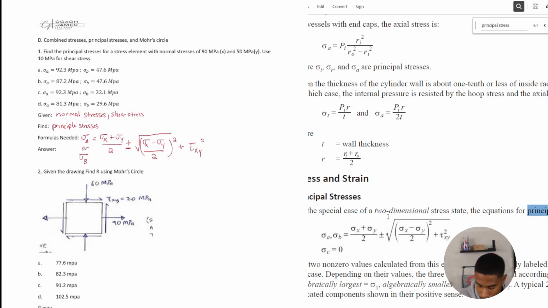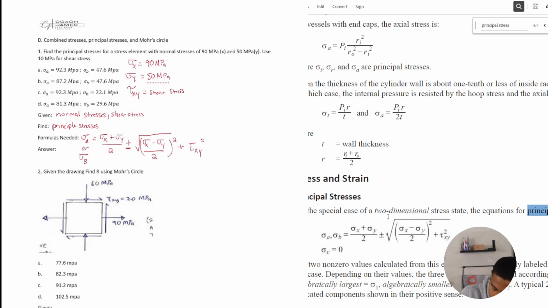So what is sigma X? That's the normal stress in the X direction, which equals 90, and everything's in megapascals. Sigma Y is equal to 50 megapascals. And then what is tau XY? That's going to be our shear stress, 10. I'll choose a different color to start solving some of this.